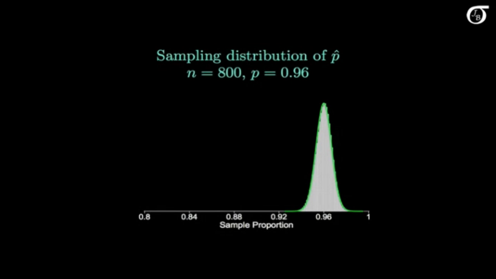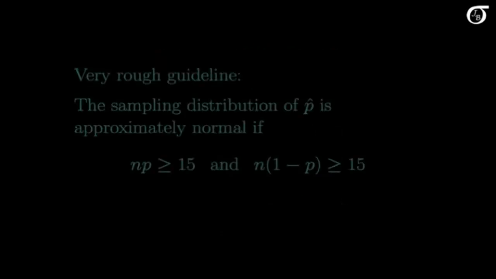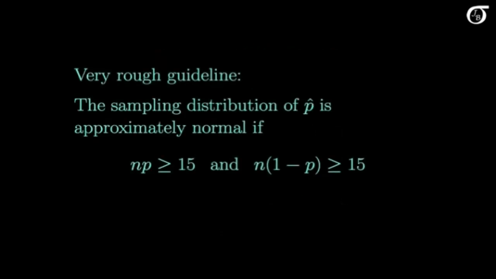When p is close to 0.5, we don't need a very large sample size for the normal approximation to be reasonable. When p is close to 0 or 1, a larger sample size is required. That notion is summarized in the following rough guideline. The sampling distribution of p hat is approximately normal if n times p is at least 15, and n times 1 minus p is at least 15. There are other guidelines we could use, and some sources might recommend a number that is different from 15. This is a reasonable guideline.